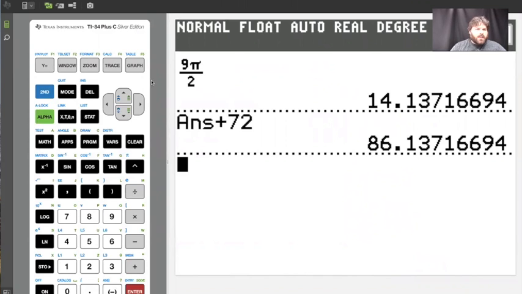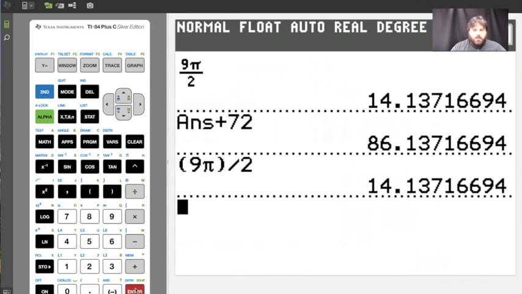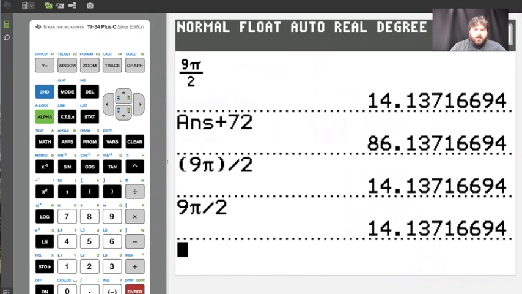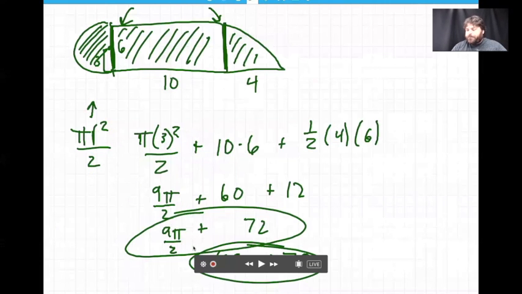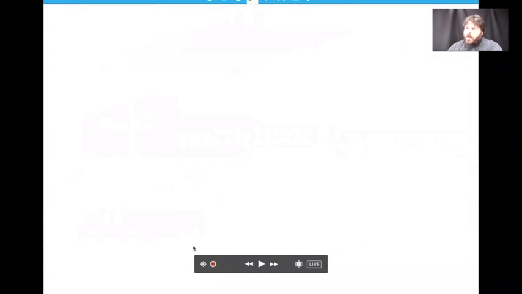Yeah, but that's the idea, right? You don't also have to do the fraction like I did here. You could just do in parentheses 9 pi divided by 2, right? And then add your 72, you get the same thing. You could also just do it without the parentheses, I think. 9 pi over 2. I think it's going to do it just right, yeah. So there's lots of ways to do 9 pi over 2. But anyway, let's work one more example here.